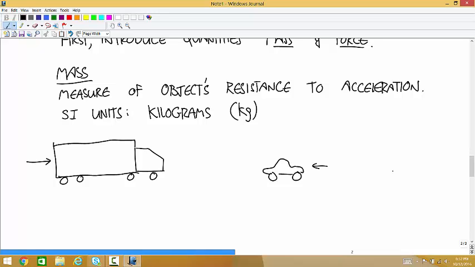So could you say that again? The more mass, the more resistance to acceleration, the harder it is to accelerate it.